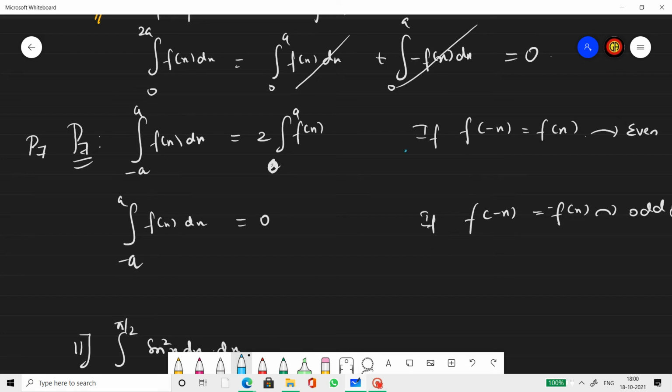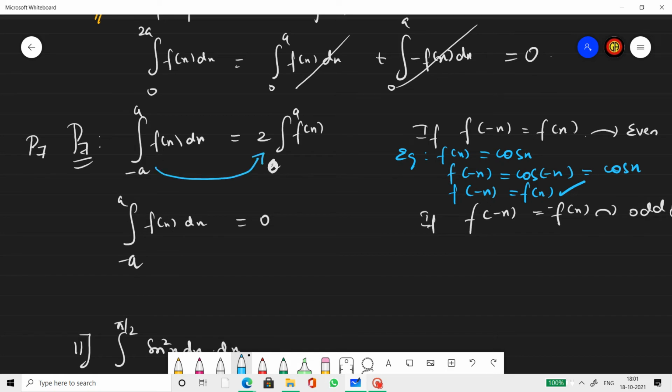Example, let f of x be equal to cos x. So f of minus x will be cos of minus x, and cos of minus theta is cos theta. So cos of minus x is cos x only. So f of minus x is equal to f of x here. So if f of minus x is equal to f of x, the integration will change to this form: 2 times integration from 0 to a of f of x.